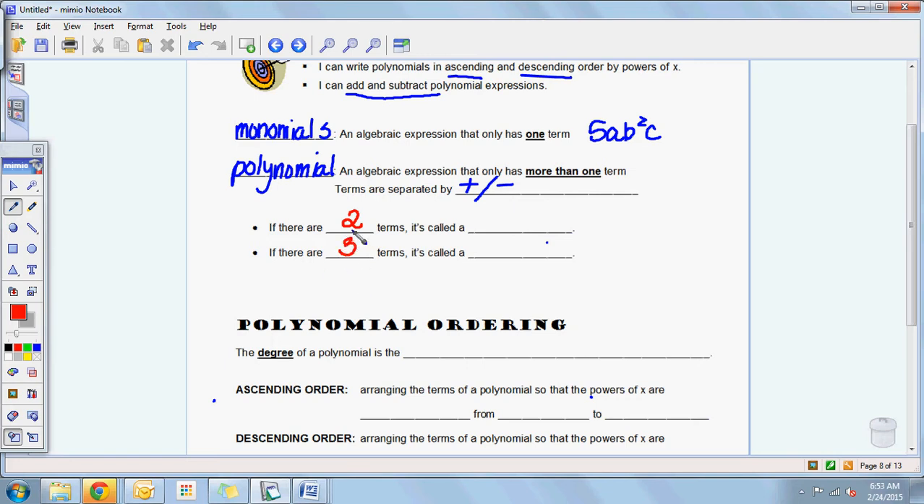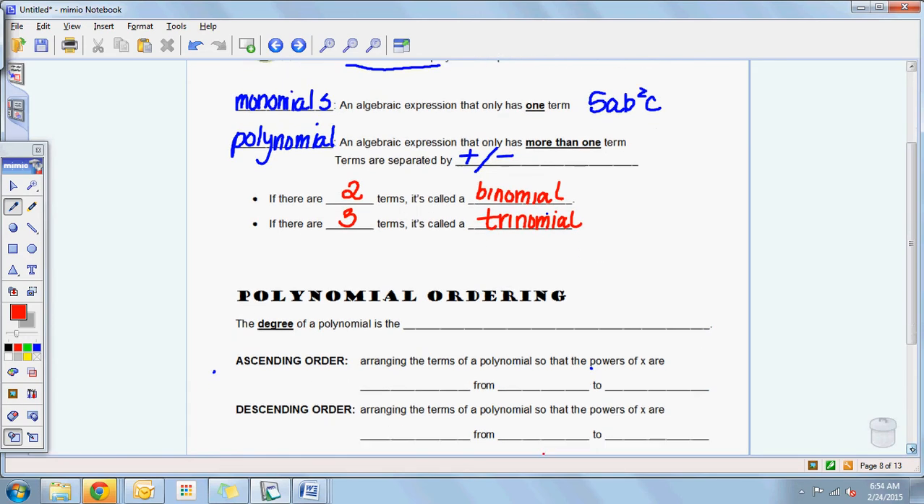If it has 2 terms, think of a bicycle with 2 wheels. It's called a binomial. And then a 3-term polynomial, think of a tricycle with 3 wheels, is a trinomial. So that's basically what you're going to be deciding between when you are identifying these different polynomials. Is it a binomial or a trinomial? Okay? All right. That's the first learning target, easy enough.